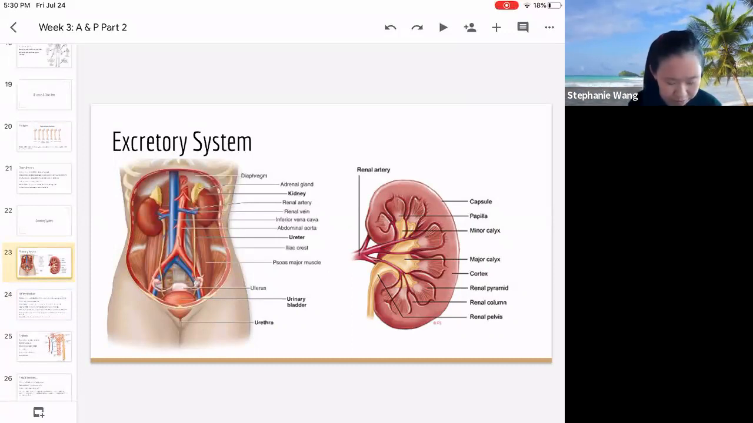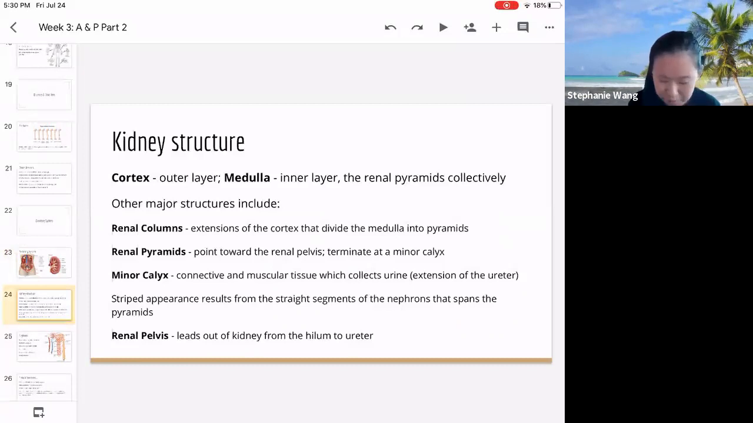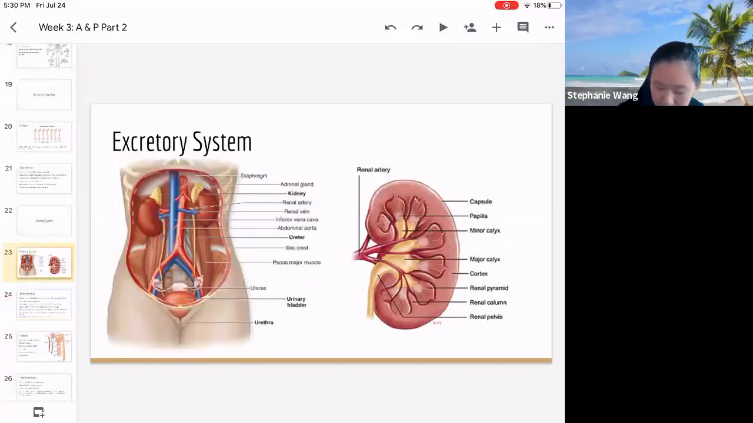Next we have the renal pyramids, as I already showed you guys. And then the minor calyx are those little U-shaped or C-shaped things that mark the connection between the red and the yellow. So that's the minor calyx.